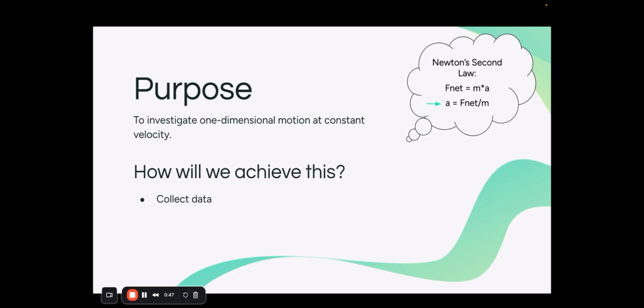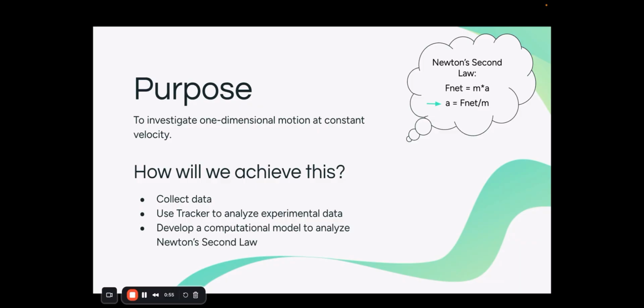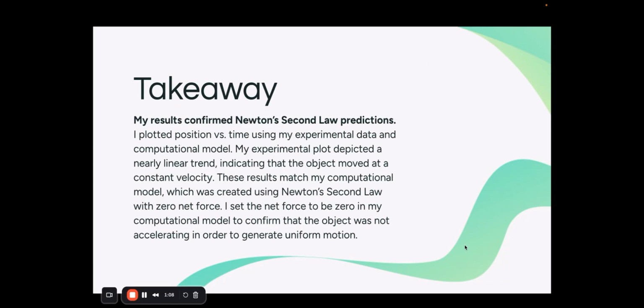First, we will collect real-world position and time data from a video of an object moving in a straight line. Then we will use Tracker to analyze the motion quantitatively, and we will then develop a computational model based on Newton's second law with zero net force to represent the motion, and finally we'll compare experimental observations with model predictions to test the validity of the assumption of constant velocity and zero net force.